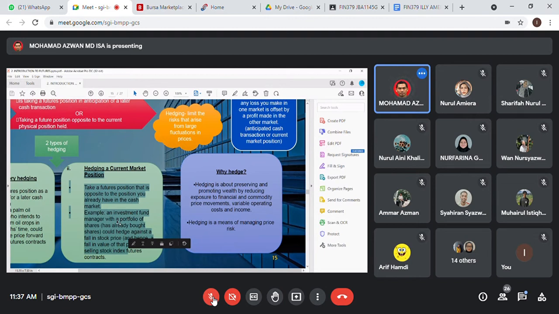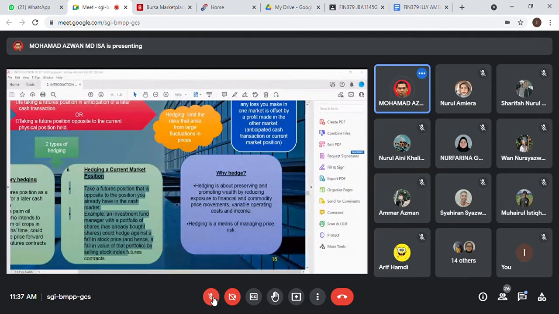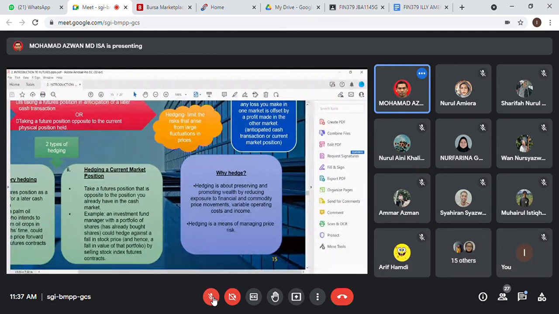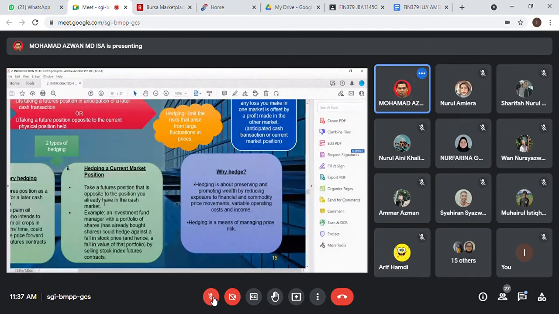So in order to protect dia punya portfolio value yang dia hold tu, dia enter futures market by hedging. Faham tak? Maksudnya dia boleh cover kalau portfolio bila drop.